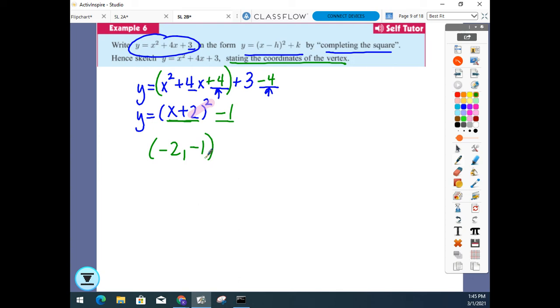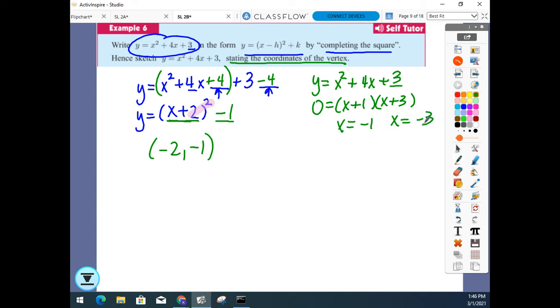Then the other thing that we can do, I'm going to write this over here. If it's possible, I would also factor it and find my zeros, my x-intercepts, factors of 3 that add to get 4. So my x-intercepts are -1 and -3. The only thing that it asked me to state is the vertex, -2, -1.